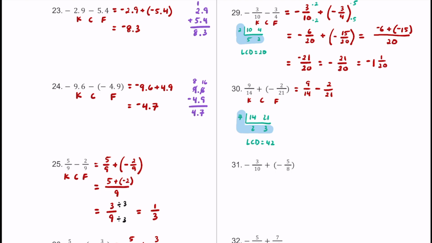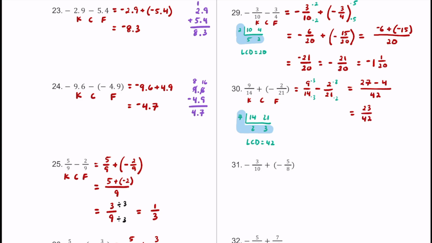So it's going to be 14 times 3 here. We'll do times 3 up here as well. 21 times 2 and 2 times 2. Okay, so in this instance, what we're going to do is we're going to have 9 times 3 is 27. And then on the bottom, let's see, we have 42, right? That's the common denominator. And then 2 times 2 is 4 on top. So 27 minus 4 on top is going to be 23. So we're going to get 23 over 42.